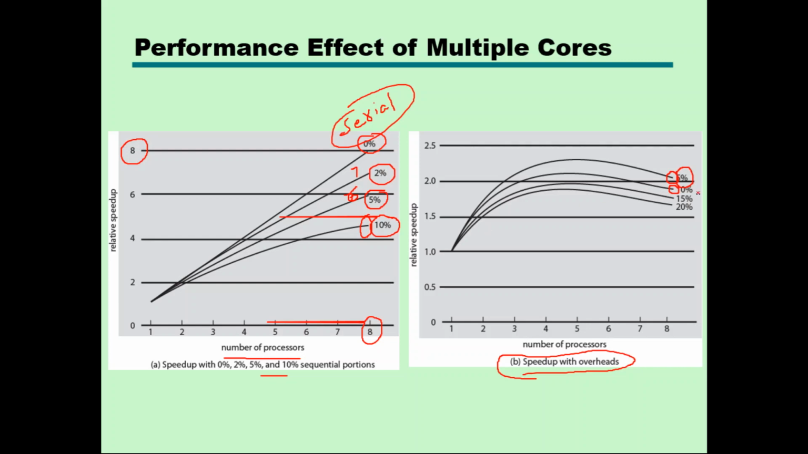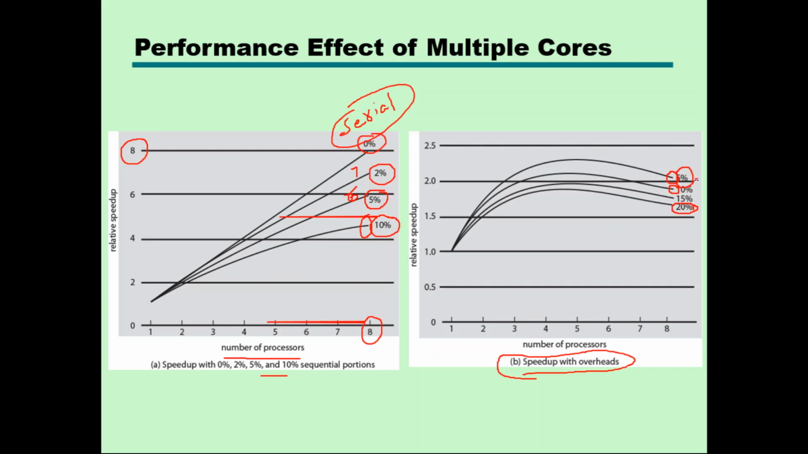When there is 15% of the code to be executed sequentially, the performance gain is almost 1.77 times. And when there is 20% of the code to be executed sequentially, the performance gain is hardly 1.6 times. So this is the real scenario, and the other is an ideal case. Again you can see the performance gain we are experiencing is very small.